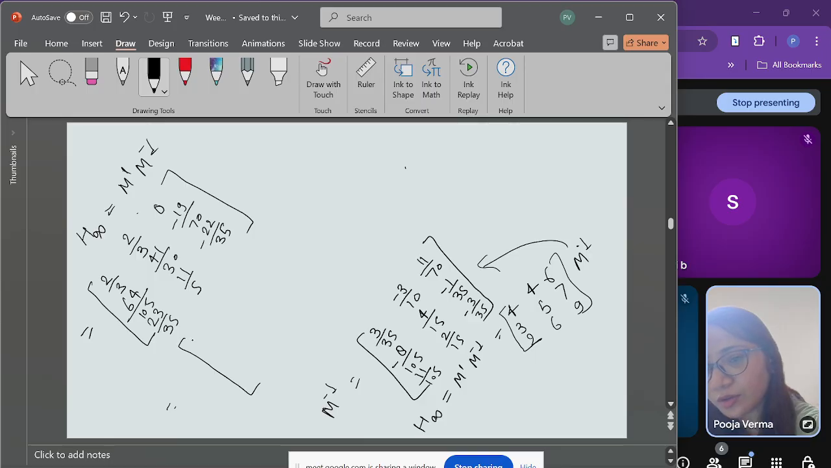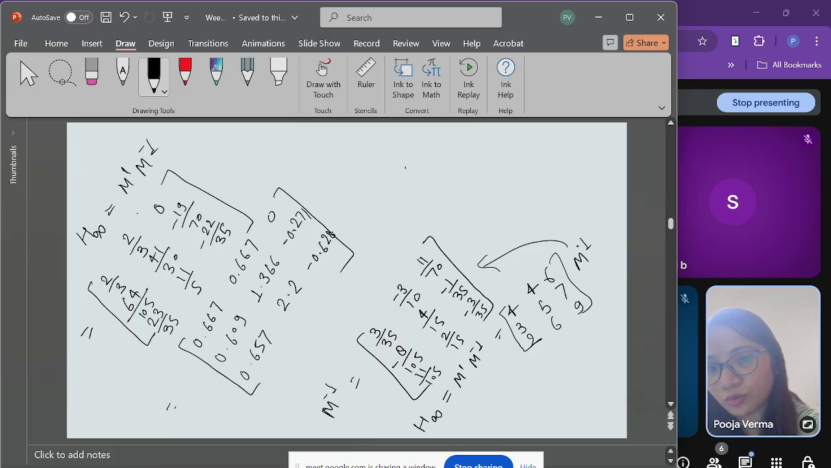So here you will get 0.667, here again 0.667, 0.609, and here you will get 1.366 something, minus 0.271, here you will get 0.657, here 2.2, here minus 0.628. So this is our H infinity value. Just go and check with the options.